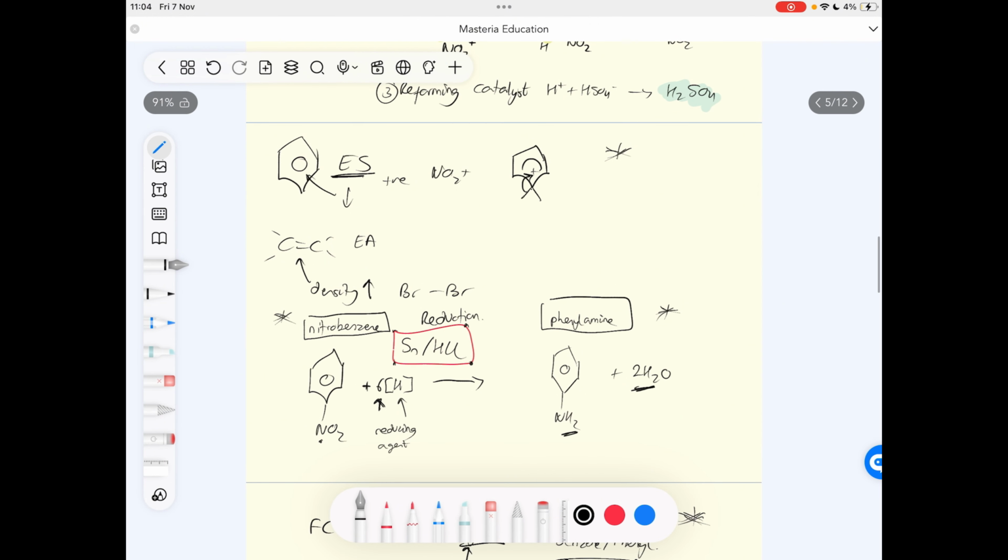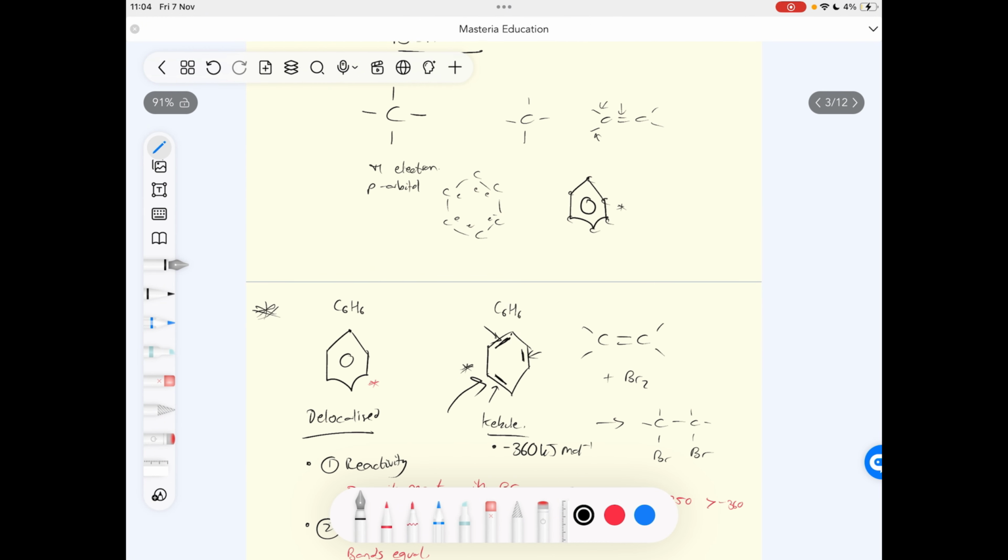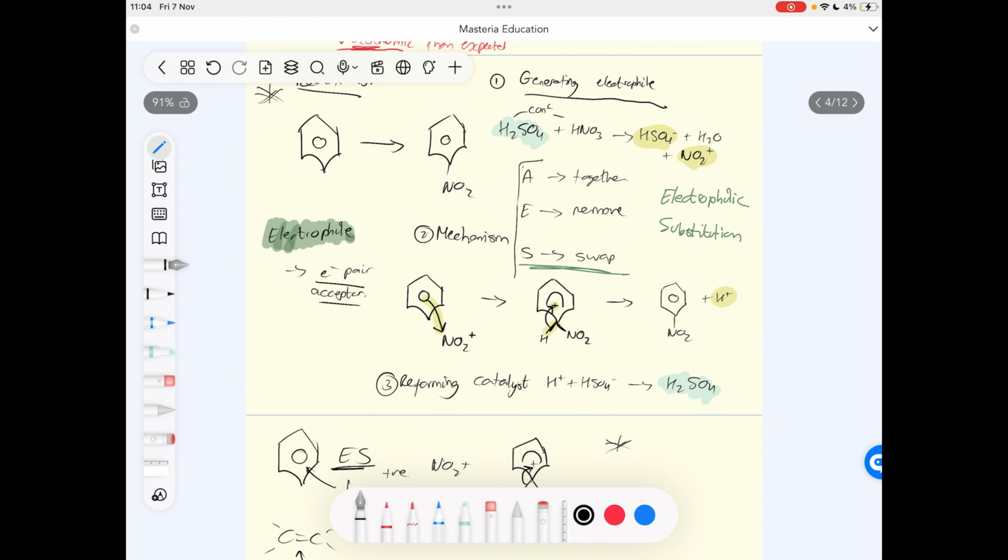Essentially though, what I hope we've managed to do in this brief half hour is show that benzene isn't actually this frightful topic that people think it is. It's actually very systematic, and as long as you remember the 3 core principles of generating the electrophile, doing the mechanism, reforming the catalyst, it's actually not too bad.